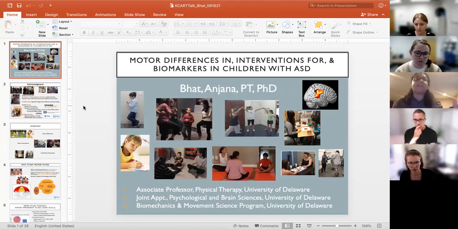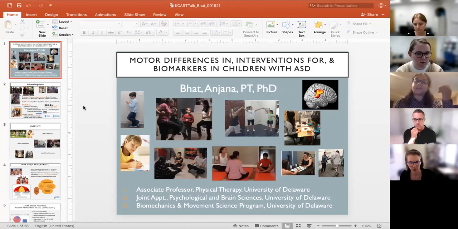So my sabbatical year, I worked with Kevin Pelfrey to understand how to use functional near-infrared spectroscopy approach to studying the brain in children with autism. And that has continued at the University of Delaware as well.